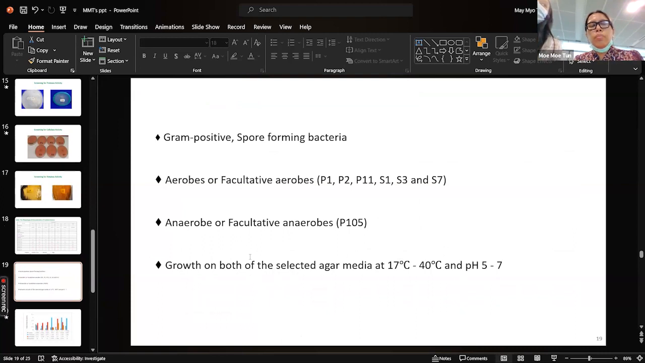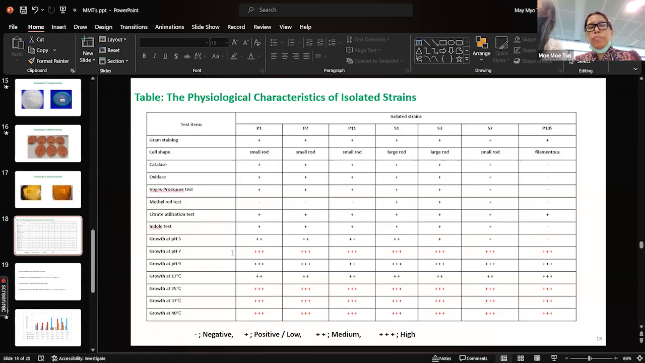My isolated strains are gram-positive bacteria, and Bacillus species are aerobes and facultative aerobes, and Streptomyces species is an anaerobe or facultative anaerobe species. They are incubated on both selected media at different temperature and different pH, but as I said before, they grow well at pH 7 and temperature 37 degrees Celsius. At this condition, they grow well.